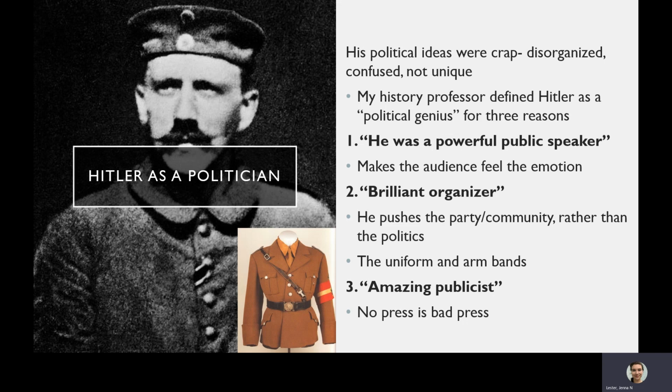He was also a brilliant organizer. He pushes the party community rather than the politics. So for him, his political party is much more about, hey, come be a part of us, be a part of our movement, rather than get behind our politics. So he's kind of using that lack of purpose that he has struggled with his entire life to get other people to join. This is how people join cults. This is why cults are so successful. People join cults when they have a lack of purpose.